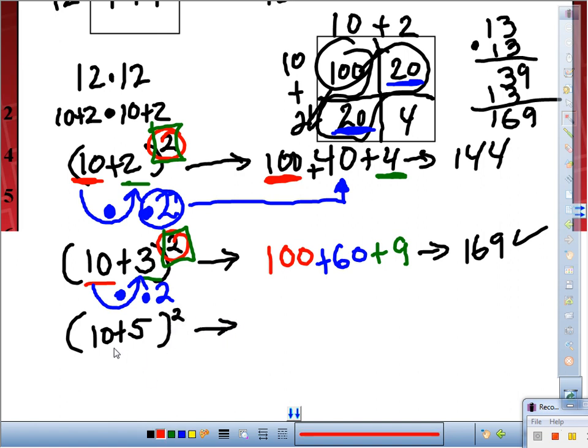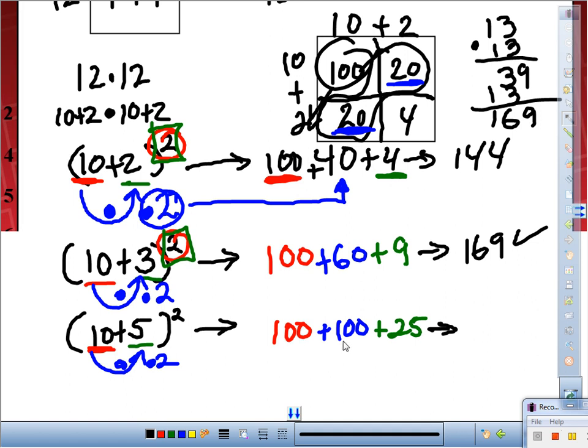Here he goes. What goes here? What goes at the end? What goes here? 100. Let's see. 10 times 5 is 50 times 2, that's 100. Let's see. What is 100 plus 100 plus 25? 225. That is true. So it does work. And I can continue going.